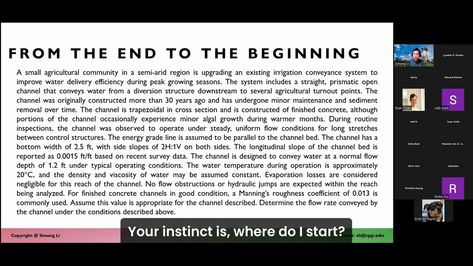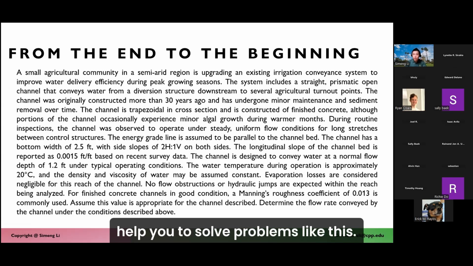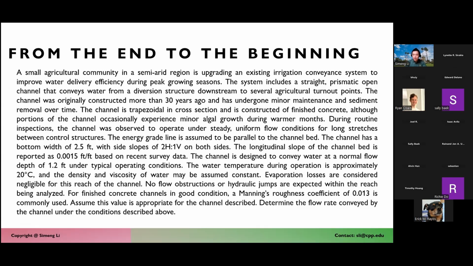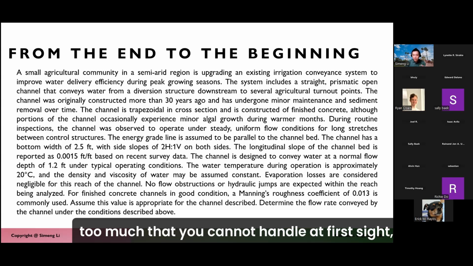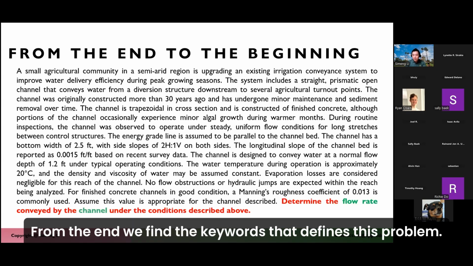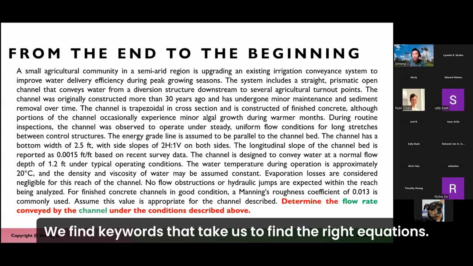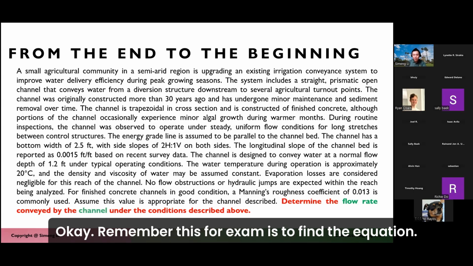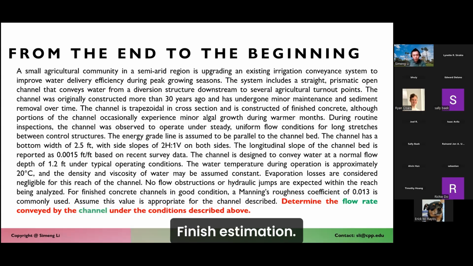Your instinct is, where do I start? There's so much information. So from the end to the beginning, that helps you solve problems like this. When there is too much information that you cannot handle at first sight, you start from the end. From the end, we find keywords that define this problem. We find keywords that take us to the right equations. Remember, this FE exam is to find the equation, finish estimation.